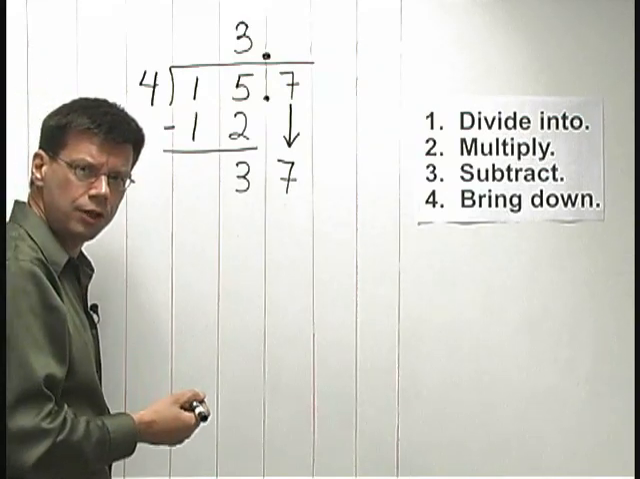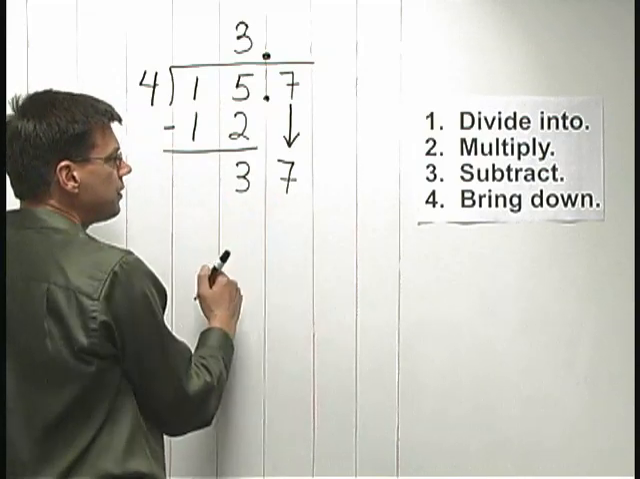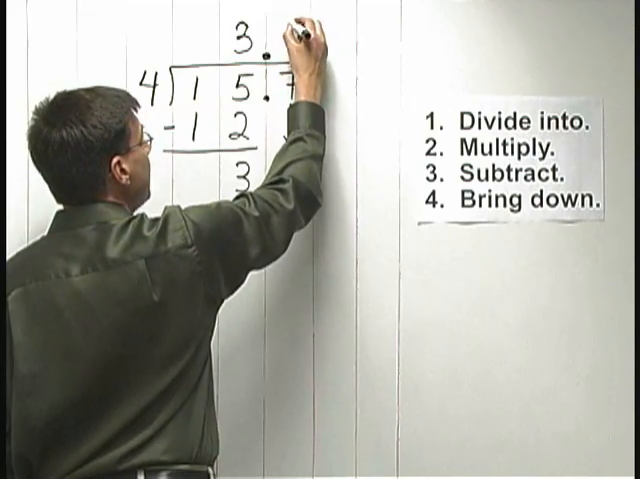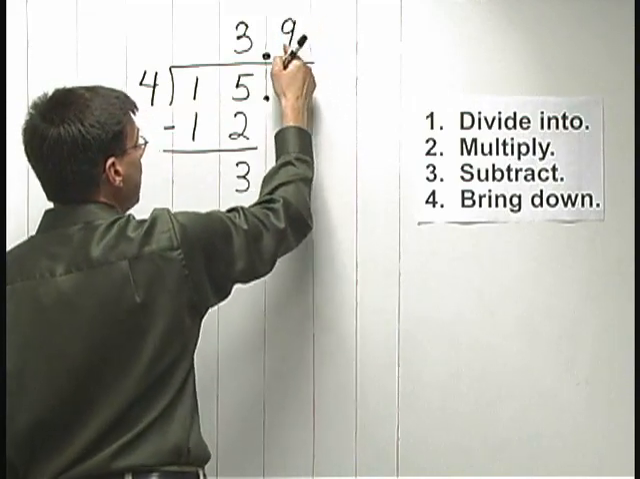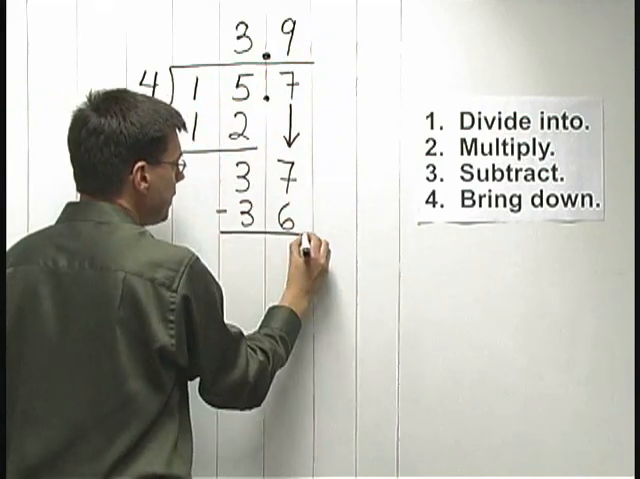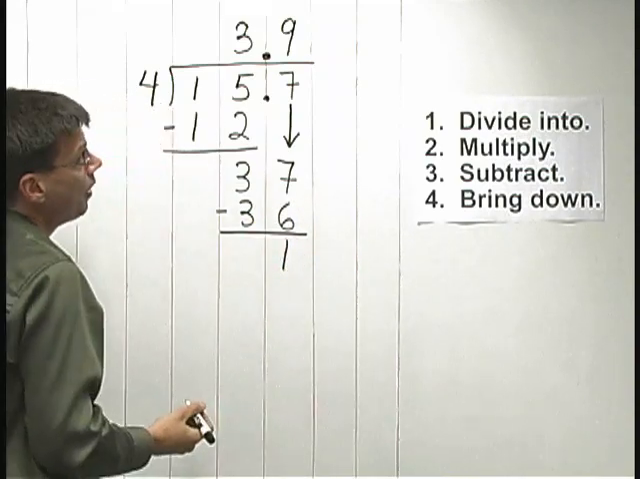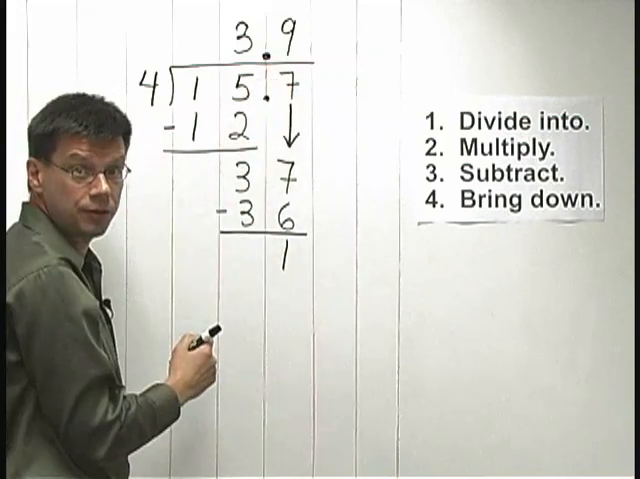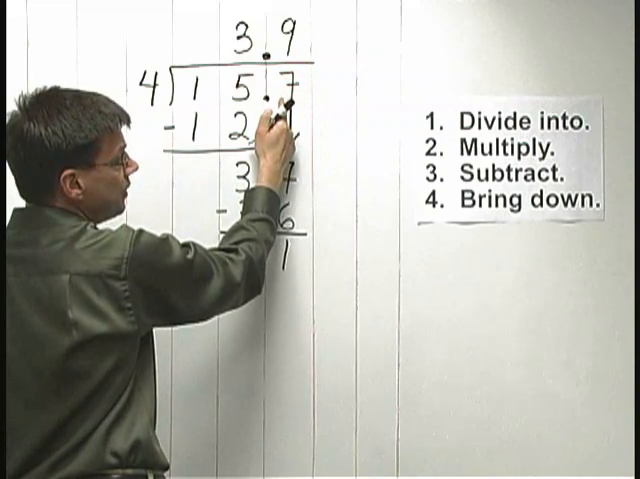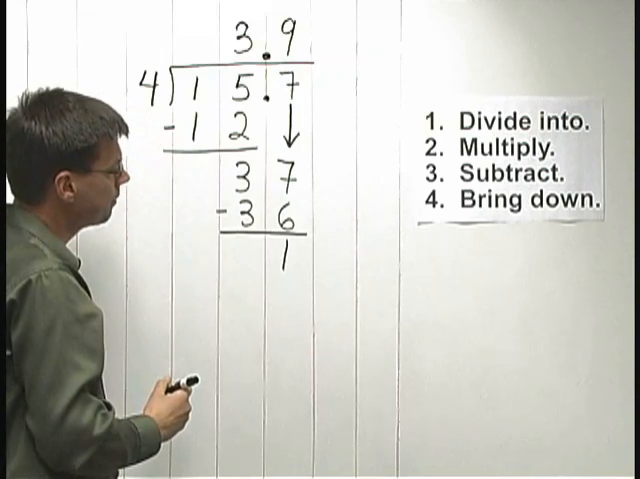8 times 4 is 32. 9 times 4 is 36. 4 will go into 37 9 times. So I write a 9 directly above the 7 that I brought down. 9 times 4 is 36. And then I subtract. 37 minus 36 is 1. Notice that the 9 in the answer is written just to the right of the decimal point because it's written above the 7 that was just to the right of the decimal point inside the long division box.